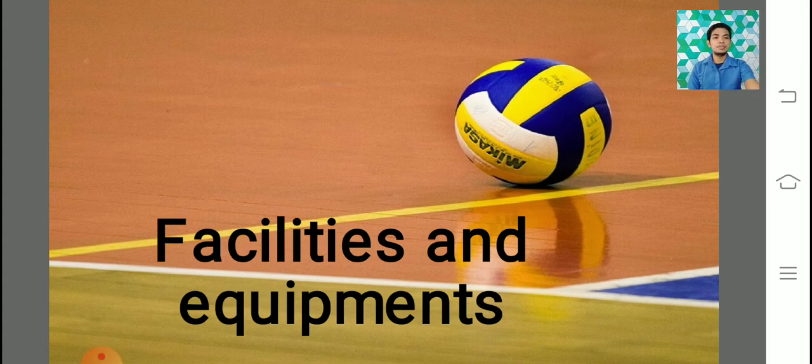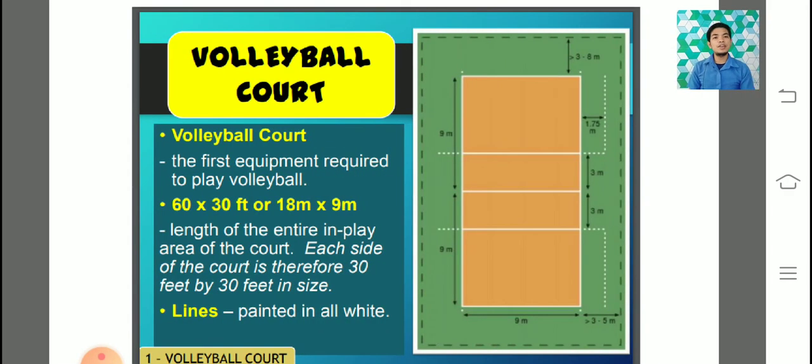In order for you to play these sports or the volleyball, you should have the volleyball court. Okay, so the size of this court ay 30 by 30. So itong box na to, yan sa may mouse cursor ko, ito ay dalawang square na 30 feet ang sizes. So dalawang pinagsama, ang magiging haba nito ay 60 feet and the width is 30 feet.